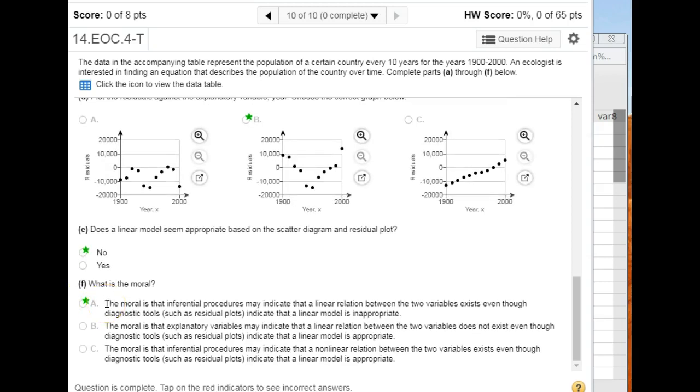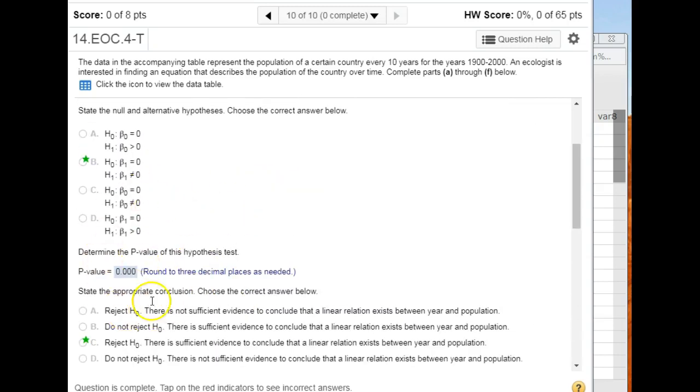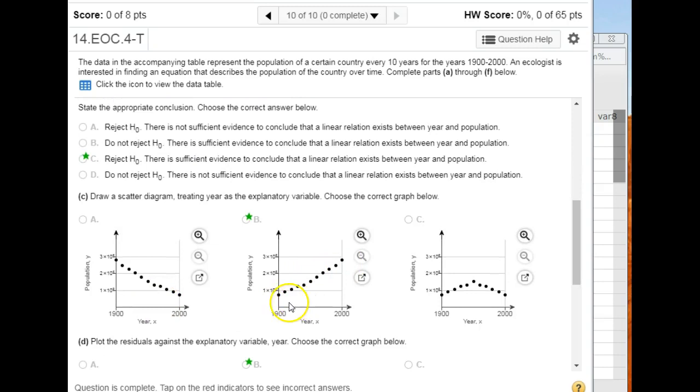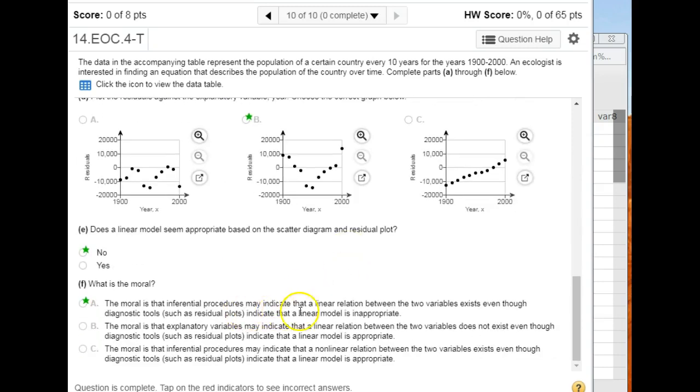What we learned from all that, the moral, is that inferential procedures, what we did earlier with the hypothesis test and drawing the scatter plot, may indicate that a linear relation between the variables exists, even though diagnostic tools, like the residual plot, indicate that a linear model is inappropriate. So we can't just rely on these inferential procedures. We need to always make sure we're using the diagnostic tools as well before we jump to the conclusion that a linear model is appropriate.